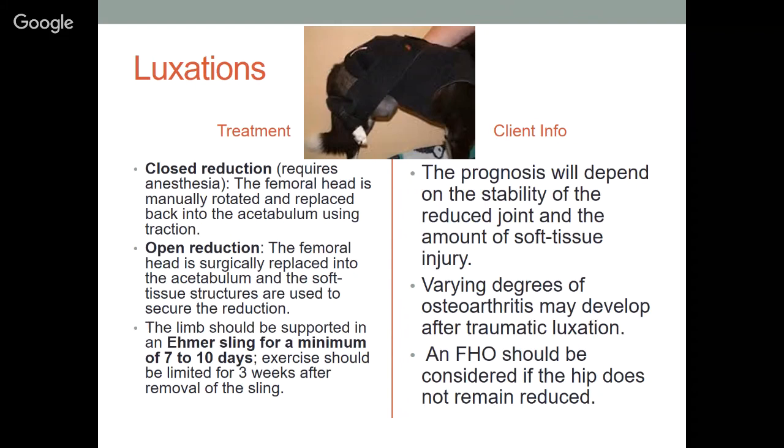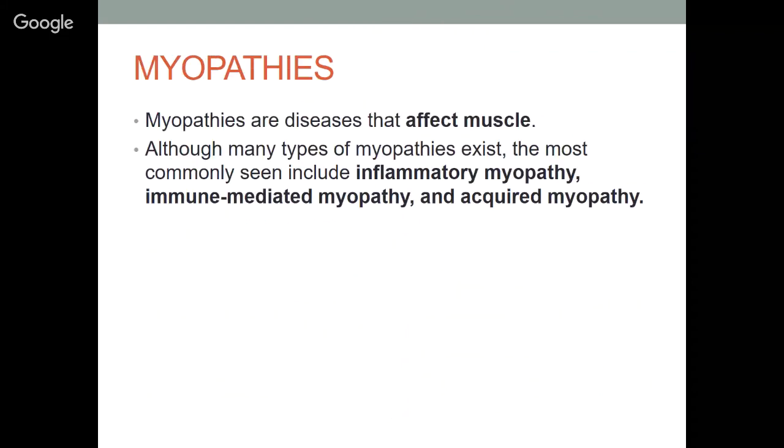The prognosis will depend on the stability of the reduced joint and the amount of soft tissue injury. Varying degrees of osteoarthritis can develop after a traumatic luxation. We may have to do an FHO if the hip cannot remain reduced.